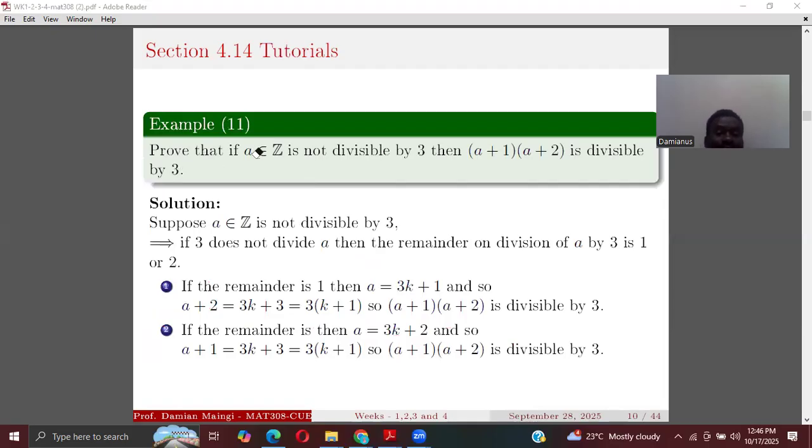So prove that if an integer a is not divisible by 3, then a plus 1 times a plus 2 is divisible by 3. Now here, I will say you go through the proof. I will just tell you this again: I'm giving you shortcuts, a way to think very fast.